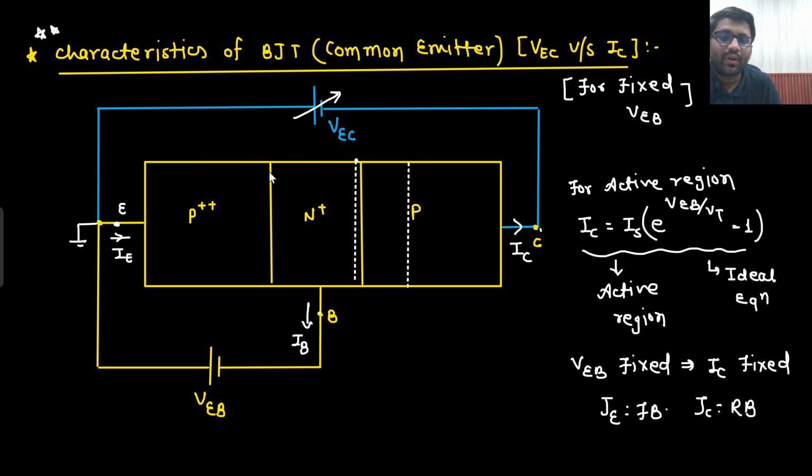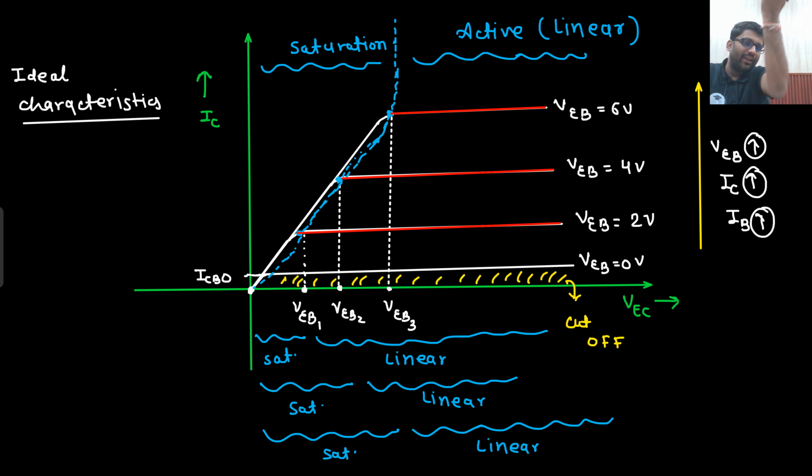More and more VB, more and more holes will get into action, more and more recombination will be there, and more holes means more and more holes will be swept here as well. So more IC, more IB, and more IE. So as you are going upward, VB is surely increasing, along with that IC is also increasing, IB is also increasing, and surely then IE will also increase. And there has to be linear relation between all of them.